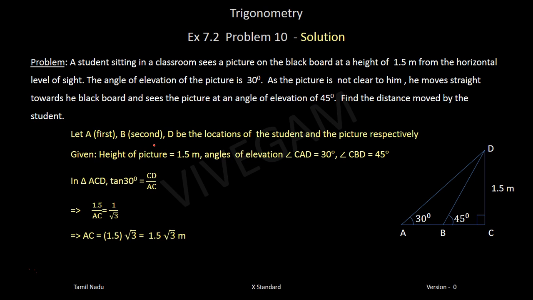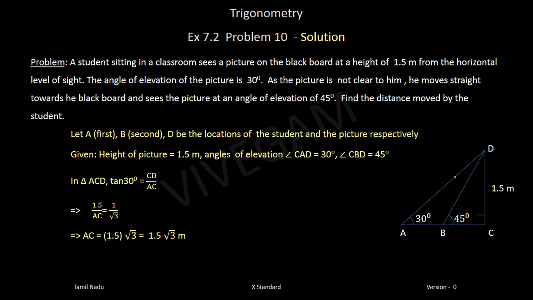The solution: let A be the first location and B be the second location of the student, and D is the location of the picture. So A is where he was, this is your blackboard, and this is the picture. The student moves from A to B. The height of the picture is 1.5 meters, the angle of elevation CAD is given as 30 degrees, and CBD is 45 degrees.